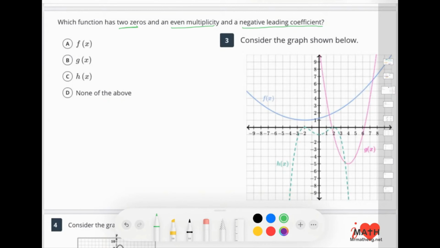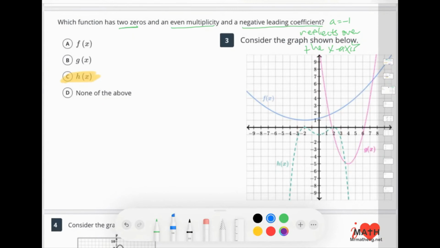Okay, leading coefficient basically says, you know, when the a value is negative. And what that does is it basically just reflects it. Let's write that, reflects over the x-axis. Okay, which one is kind of turned upside down basically? And the only one that has that is h of x.